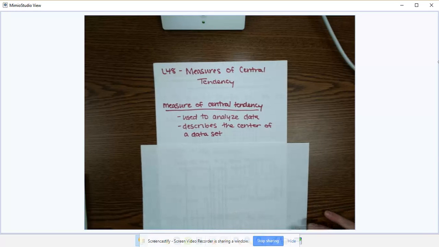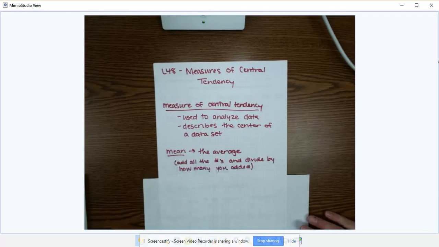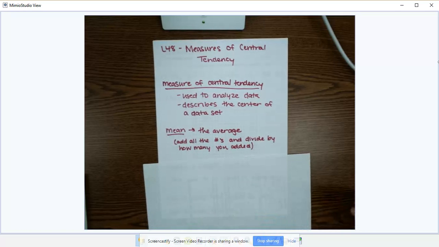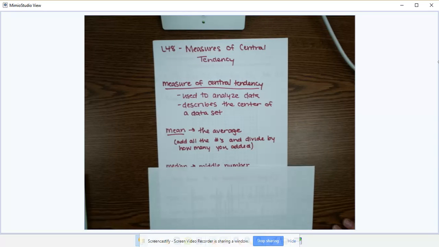So there's three different ways to calculate your measures of central tendency, or three different types of things you can calculate. So the first one is the mean. Just a reminder, that's the average, and you find the average by adding all your pieces of information and dividing by how many you just added.